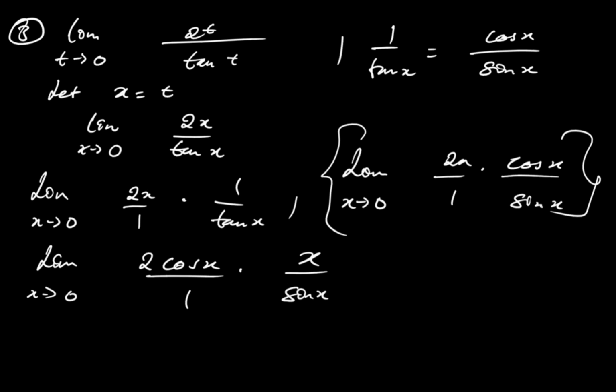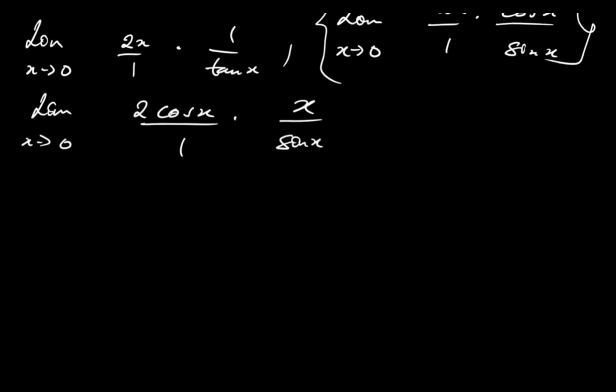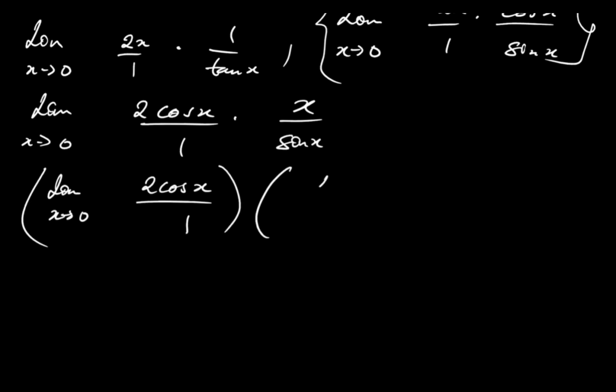Now, what I can do from this point is to introduce the limit properties. So I can take each limit independently. What I'll do is this: I'll take the limit as x approaches 0 of 2 cos x over 1 separately. Then also take the limit as x approaches 0 of x over sine x.